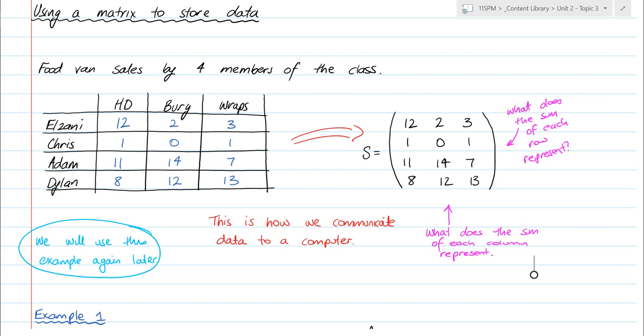So this other thing in red here is really important as well. A matrix is really important for our link between human mathematics and our use of computers. So we often will represent data in a matrix form or in a spreadsheet, and then that gives the computer an opportunity to do procedural tasks on that data and to do program tasks on it. Here's a question for you. What does the sum of each column represent?